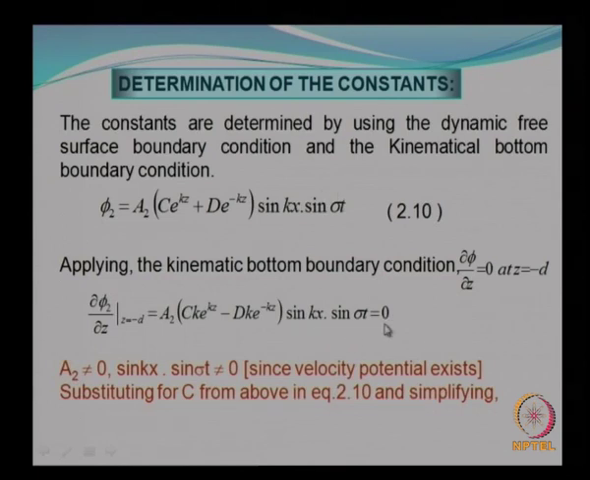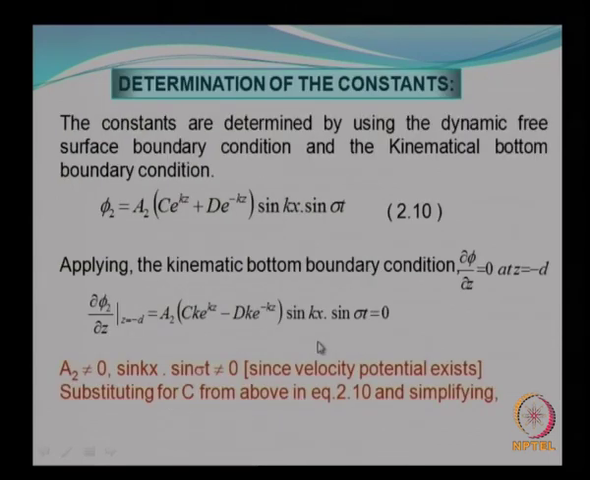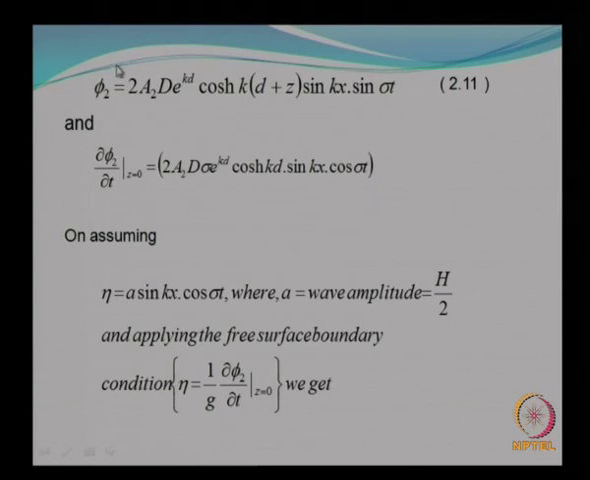Can cos kx and sin sigma t be equal to 0? No, because we are dealing with a simple harmonic motion. So naturally out of these products only this has to be equal to 0. So we set this equal to 0. When we set this equal to 0, this is the kind of equation we will have.